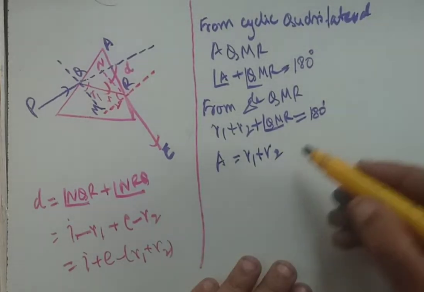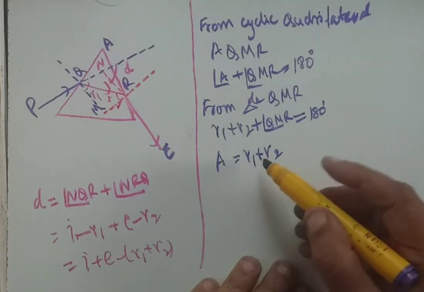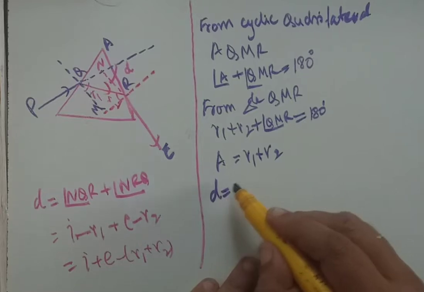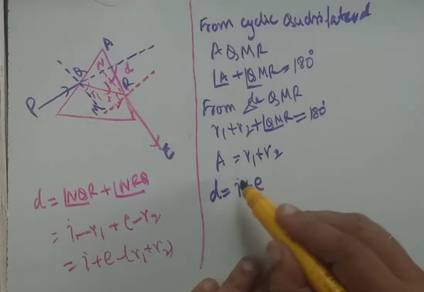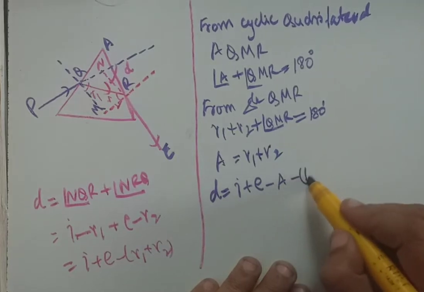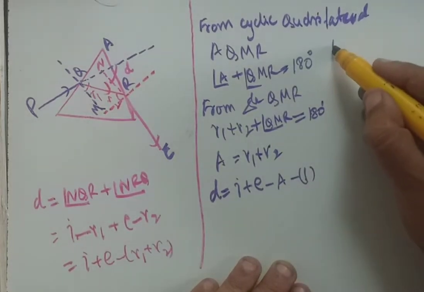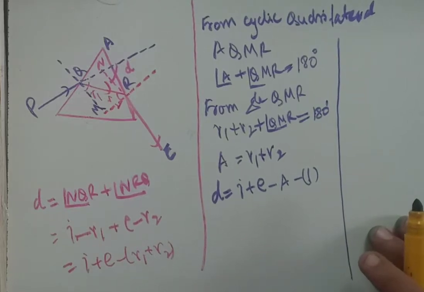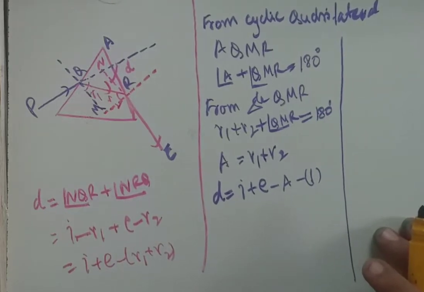So now we know angle of prism A as R1 plus R2. We continue with this, later on we give the equation number. D now will be equal to I plus E. For R1 plus R2 we substitute A. This I call as equation 1. Now, once we get this equation, we want to write expression for minimum deviation.